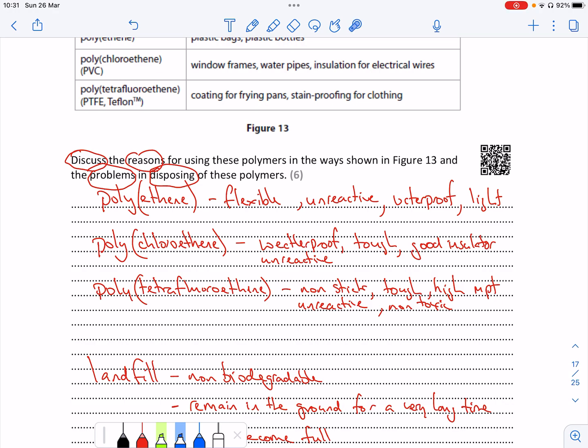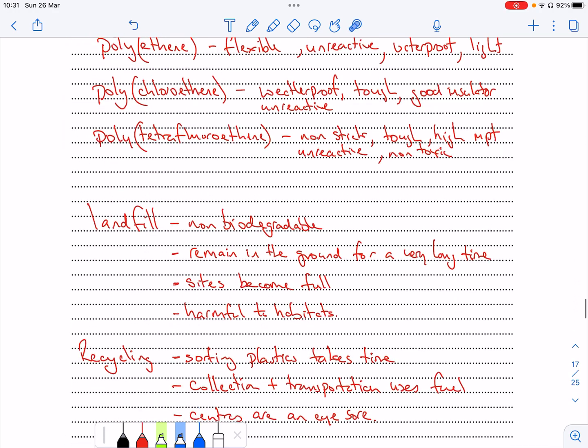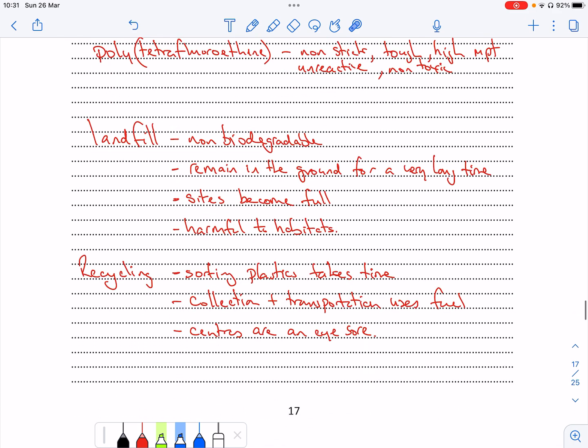And then the second part of the question, the disposal of them. Well, there's three ways that we dispose of plastic. The first way is landfill. And if we chuck it into landfill, the problem with some of these plastics is they are non-biodegradable, and therefore they're going to remain in the land for a very long time. And this makes the sites full, so they don't degrade, the sites become full. And this can be harmful to habitats, because we're taking the land, and also they are producing chemicals which are harmful in the ground while they're there.